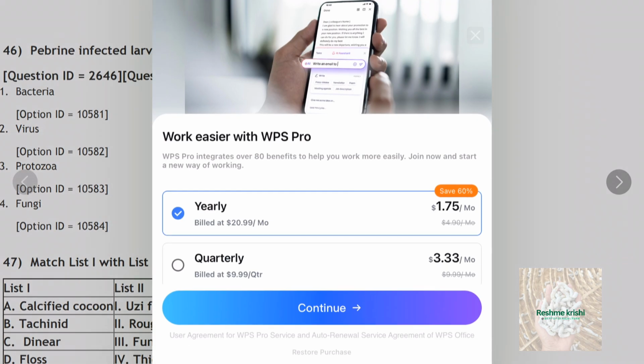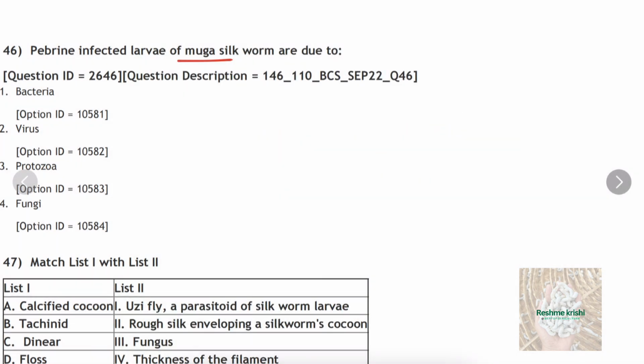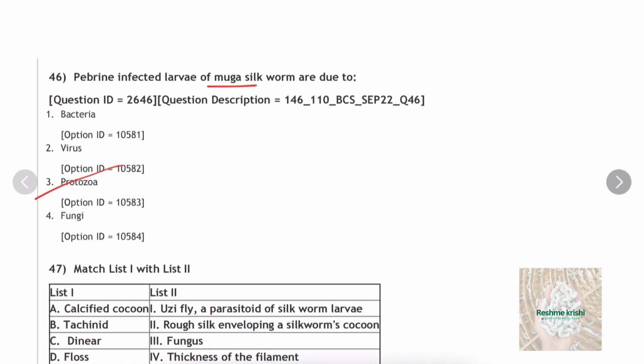Microsporidiosis is a protozoan disease, right? Okay, the bacteria, virus, fungi. See, this is muscardine, caused by a fungus. I even told you what it is if it is a virus. Bacteria is Flacherie, virus is Grasserie.